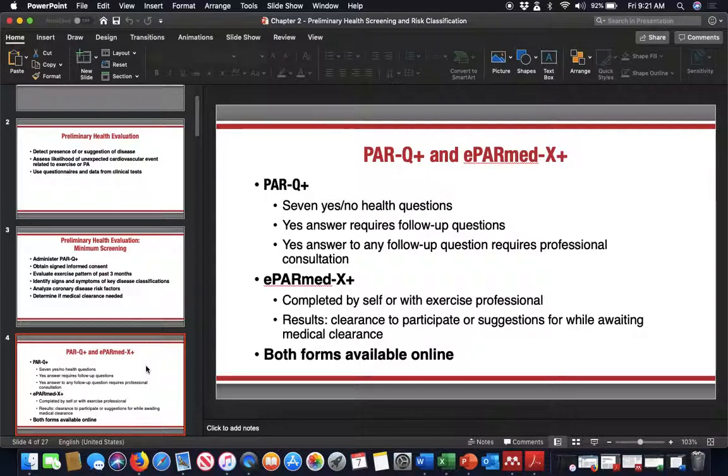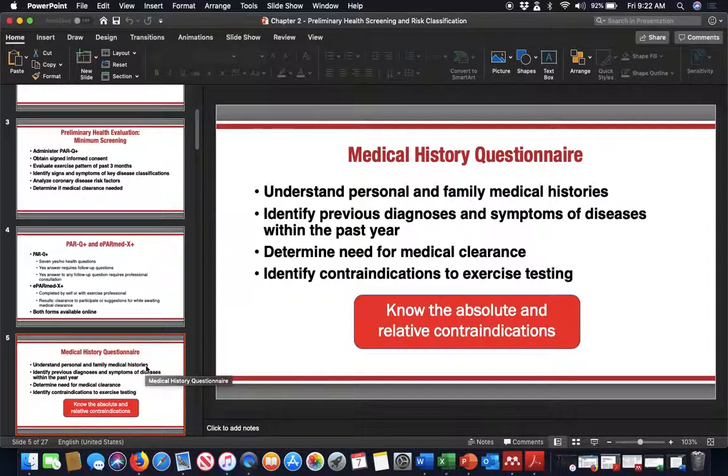You can look online for those, but I'll also put examples of those up on our Blackboard site. So medical history questionnaires, really the red little square basically sums it up. These questionnaires are going to give you absolute and relative contraindications, and we all know that contraindications are things that are identified that mean you cannot perform certain tasks because of specific reasons.